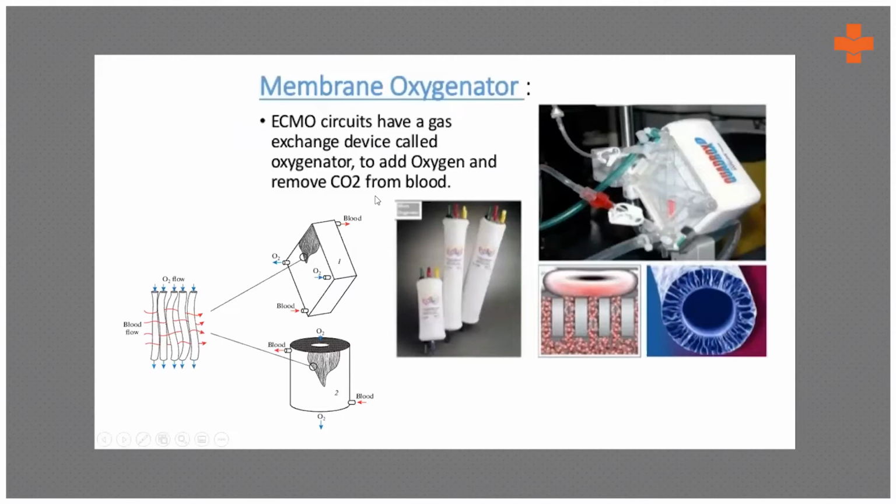Then you have the membrane oxygenator. Like we had seen, the huge machine of 1971, now the membrane oxygenators are very compact. What they do is, it's a gas exchange device. It adds oxygen and removes carbon dioxide from the blood. So you can see that the O2 goes through these hollow tubes and the blood flows through this, and through the membrane the diffusion of oxygen and carbon dioxide occurs.